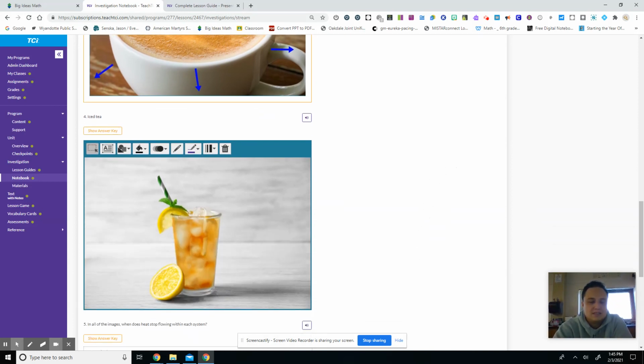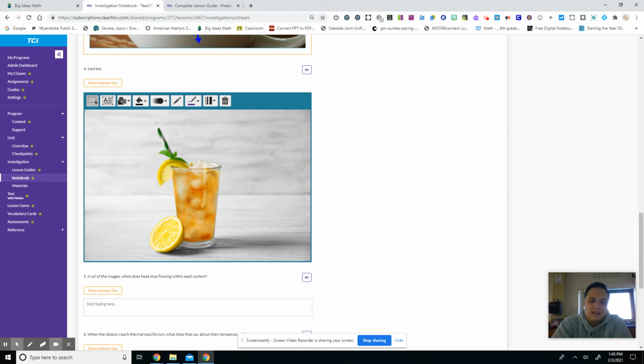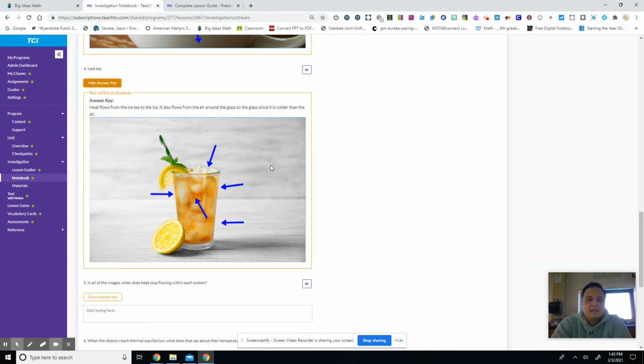And lastly, we have a glass of iced tea here. Notice that we have ice cubes inside there. So the ice cubes are keeping it cool. So the heat from the outside of the glass is going into it, which is essentially going to cause the ice cubes to melt.